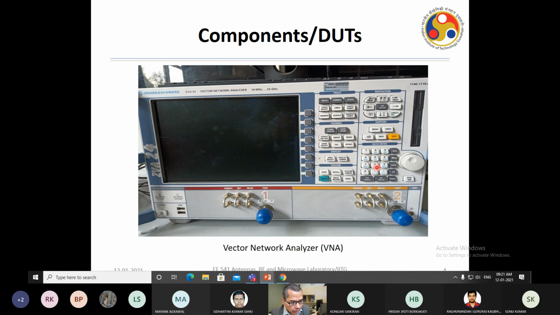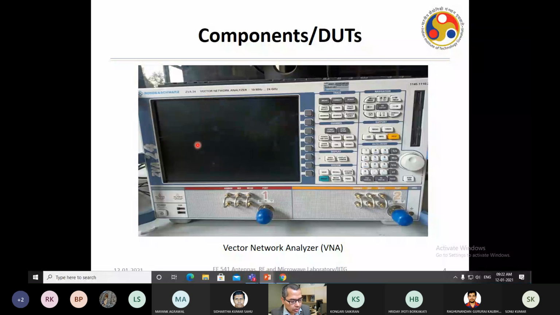So the network analyzer we are using is ZBA24. It's a very costly device. I think one of our senior faculty members bought it around 10 years back. It was around 50 lakhs. So it's a very costly device.